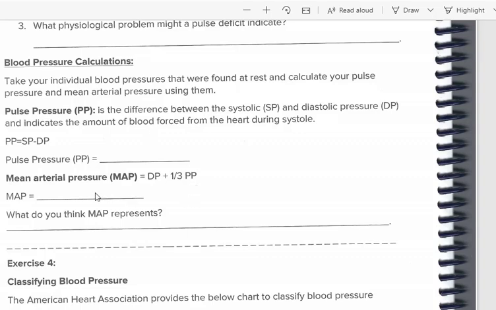All right, and then you can get your mean arterial pressure, and that is your diastolic pressure, DP, plus a third of your pulse pressure. So subtract these two, take a third of it, and add it back to the diastolic pressure. And that is your mean arterial pressure.